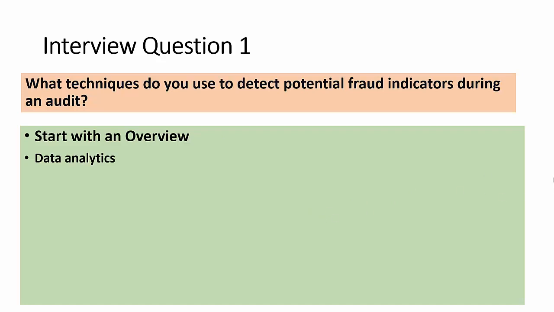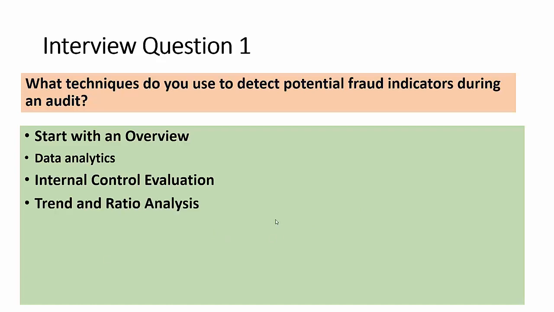After that, the next point you can talk about is internal control evaluation. You can mention that you assess the effectiveness of internal controls, particularly those designed to prevent and detect fraud. Explain that a critical part of your audit process is identifying weaknesses in a control that could leave the organization vulnerable to fraud risk.